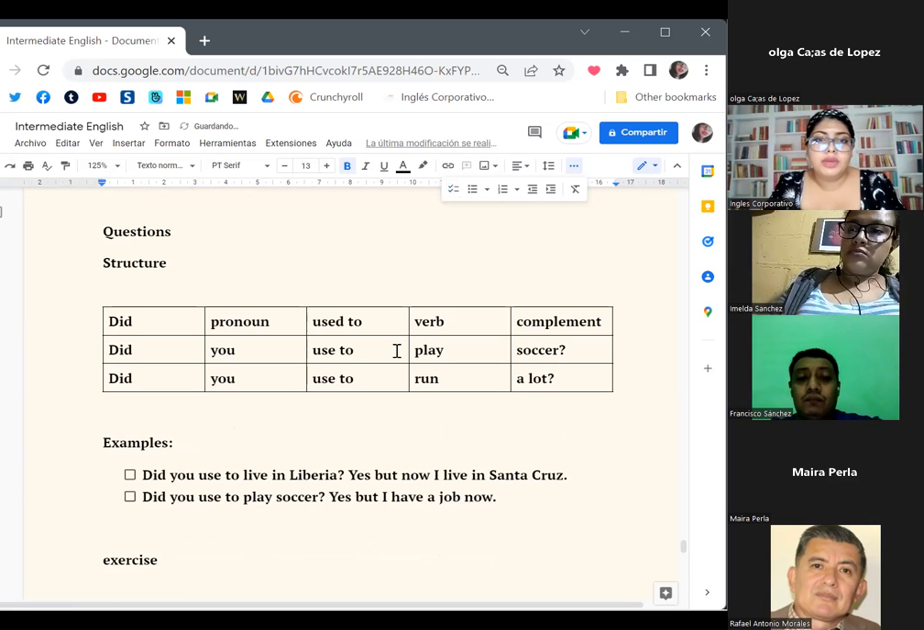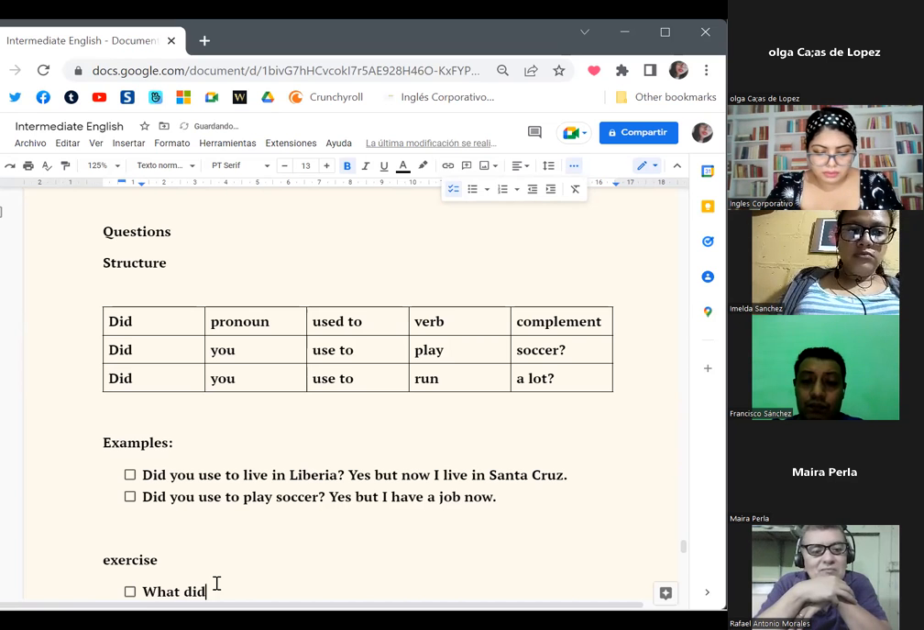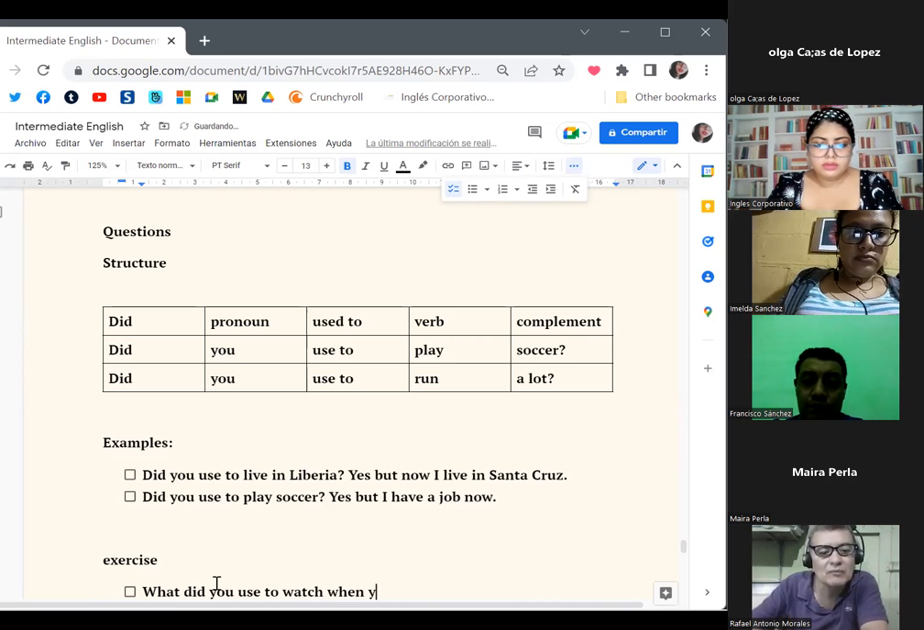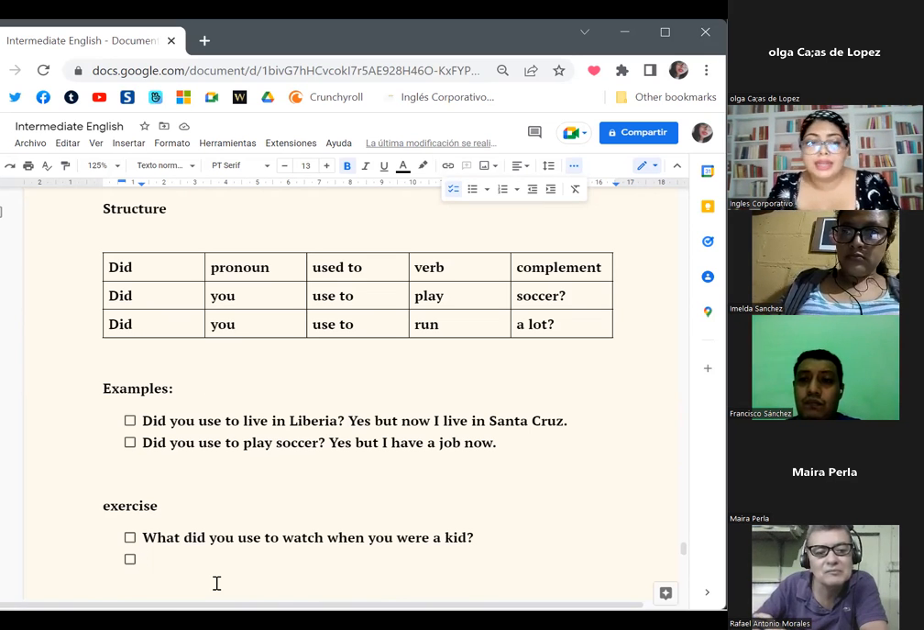So we have the exercise and we have the following questions. In this case, using the used to. So let's begin. You can think about the answer right now while I am writing the questions. So we have the number one. So we have the first one and it says, what did you use to watch when you were a kid? ¿Qué solías ver cuando eras pequeño? In this case, it's talking about a television or it's talking about cartoons or something like that.